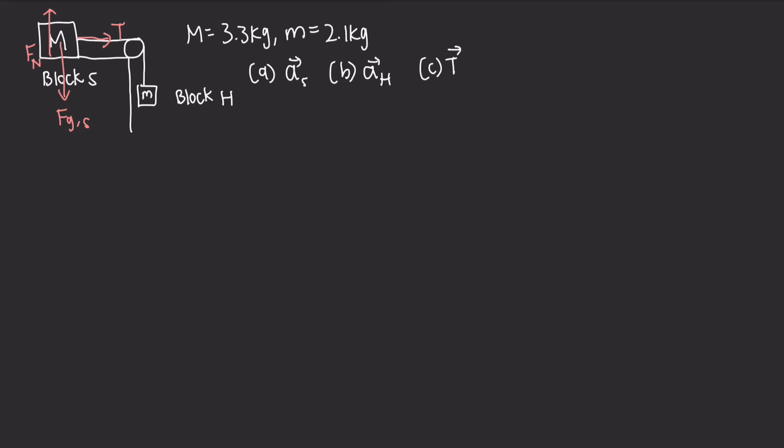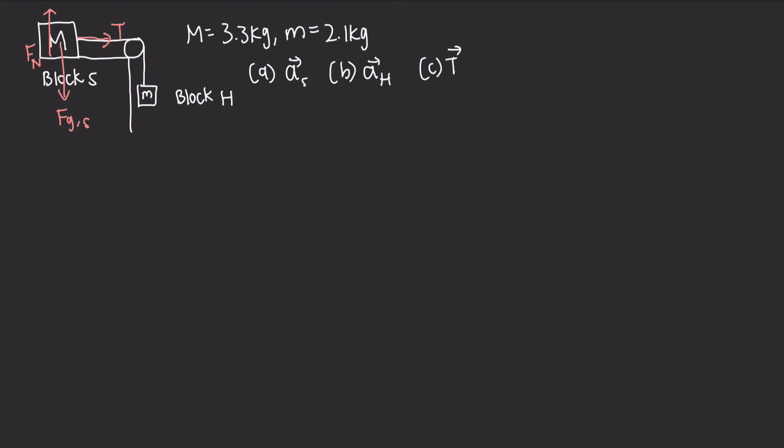And I should also specify that the surface of the table is frictionless, so there is no friction acting on block S. If you want to make this problem a little bit harder, you can go ahead and add a force of friction in there and see how that changes. But for this one, we're just going to ignore friction.